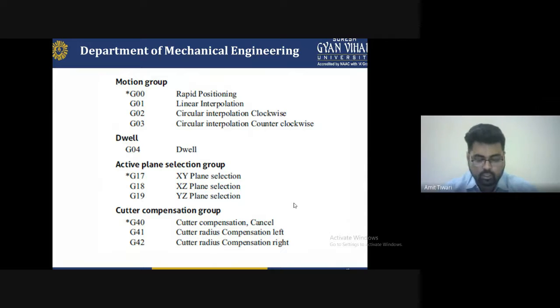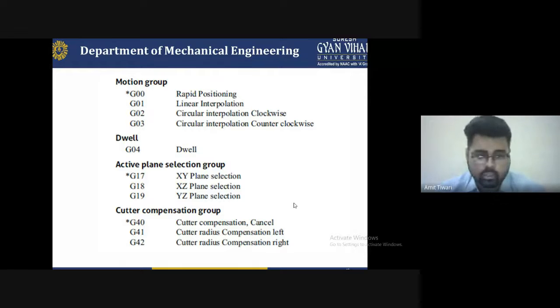So these are some benefits which we get from this type of numerical derivation we have to solve to write a program for the machining. And the cutter compensation group: G40 indicates that cutter compensation is cancelled. G41 is cutter radius compensation to the left. G42 means cutter compensation to the right.